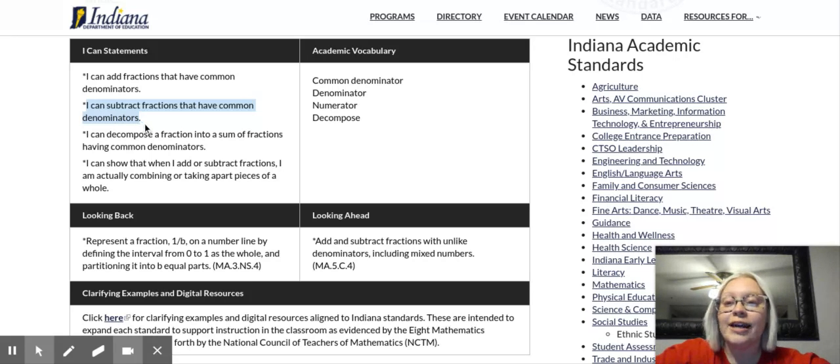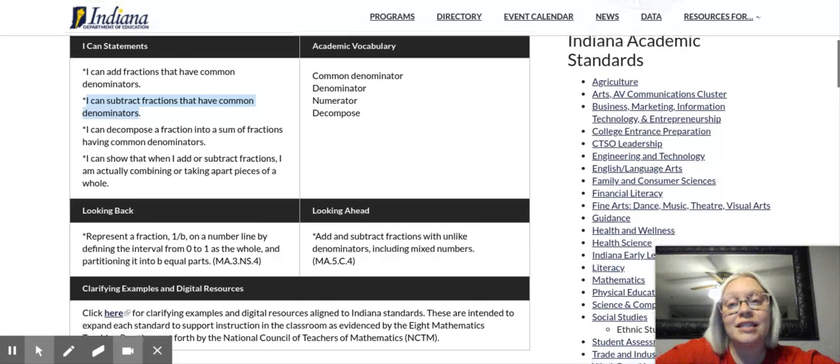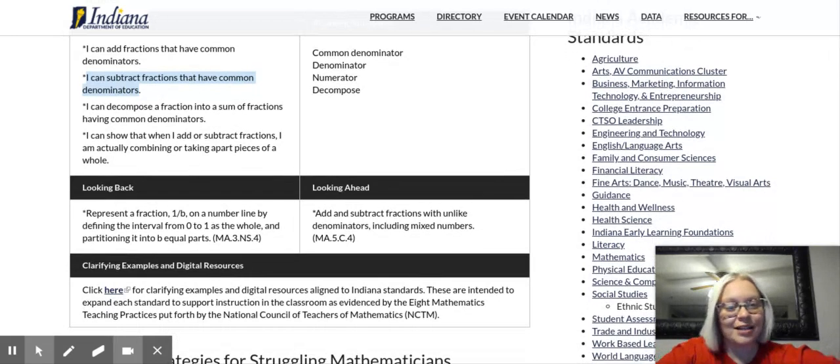The second one I have highlighted says, I can subtract fractions that have common denominators. It's basically the same as when we add them, except we're just reversing, we're subtracting. There's no big surprise here. You're just subtracting the top 2 numbers, which are called numerators.